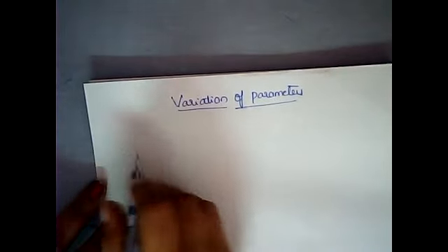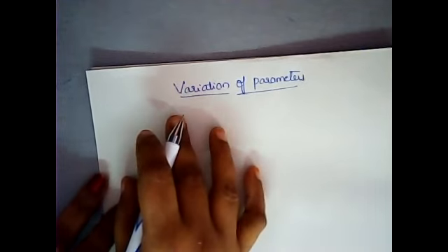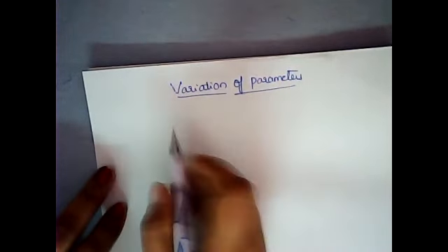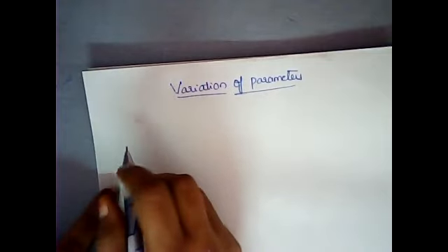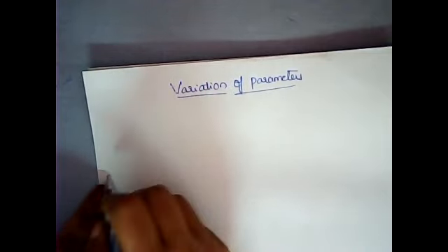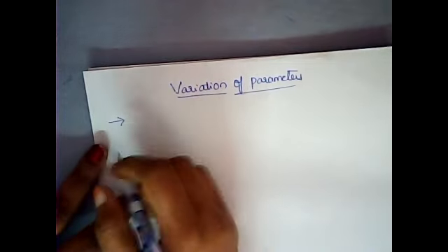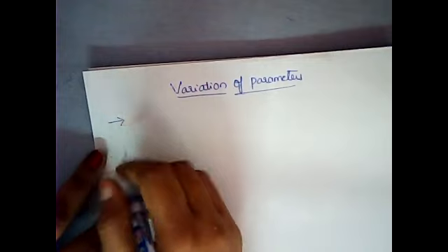Now let us see, our topic is variation of parameters. First, I will go with how we will solve the problem in this variation of parameters. Let us see the procedure here. So first, the given equation on variation of parameters will be in this form.